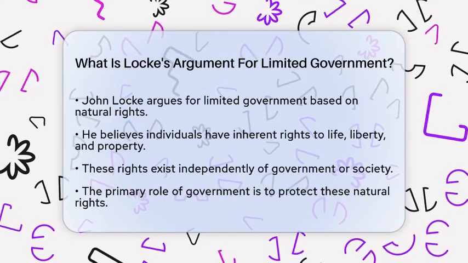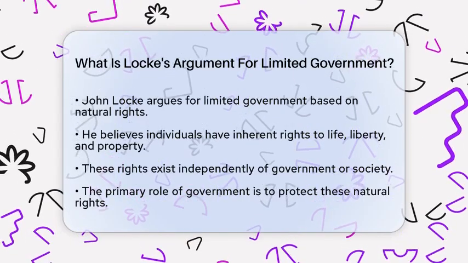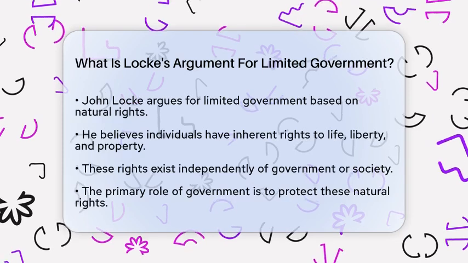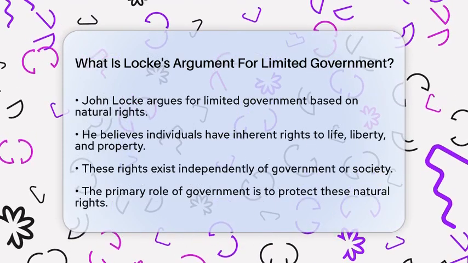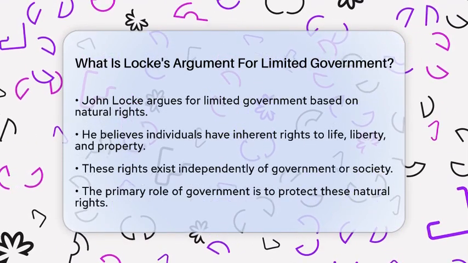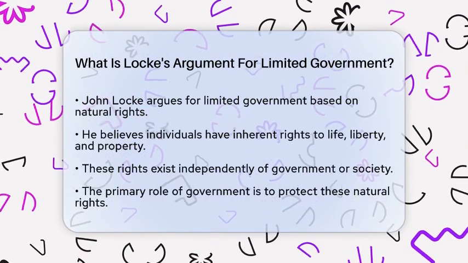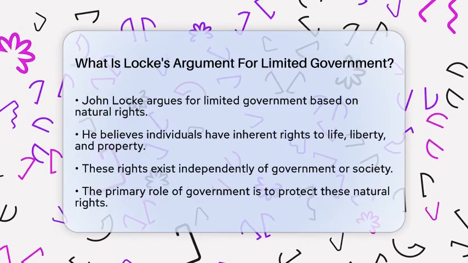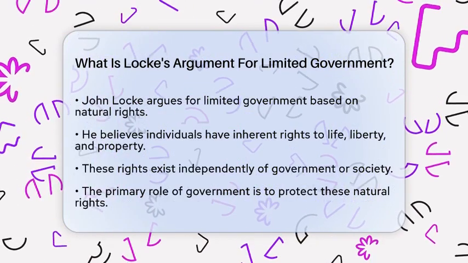Locke's reasoning begins with his theory of natural rights. He believed that every individual has inherent rights to life, liberty, and property. These rights exist independently of any government or society. In Locke's view, the main role of government is to protect these natural rights, not to impose its authority over the people.